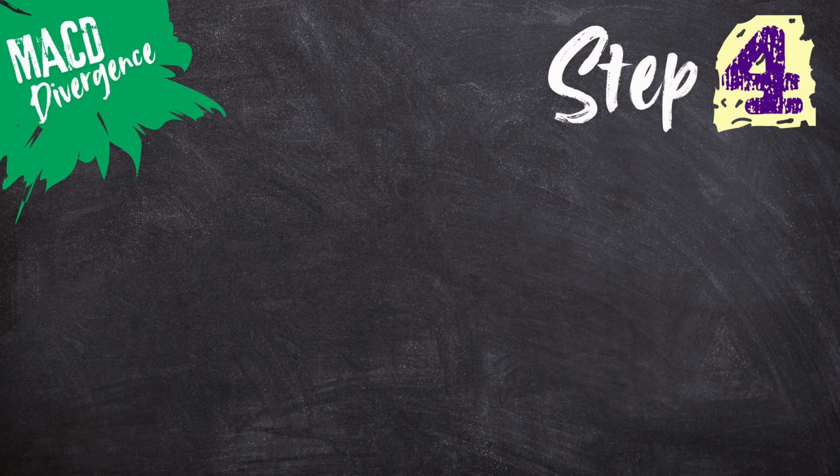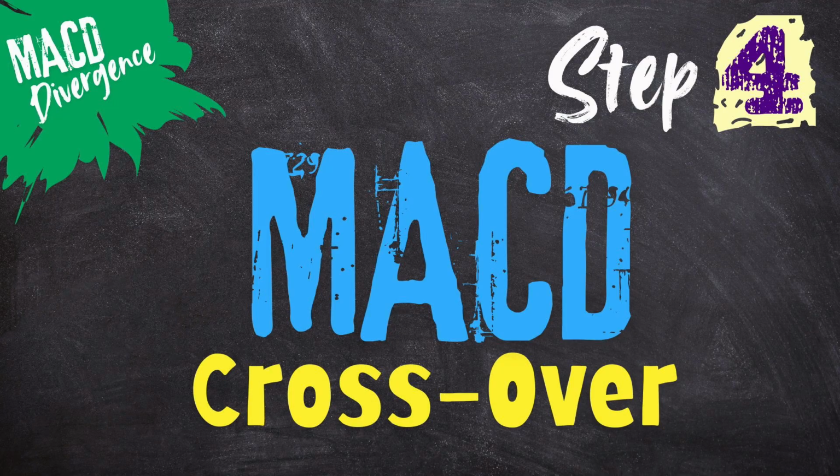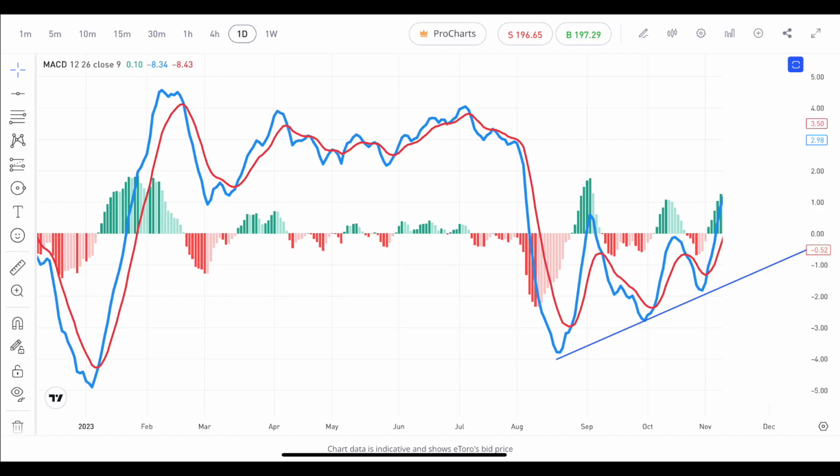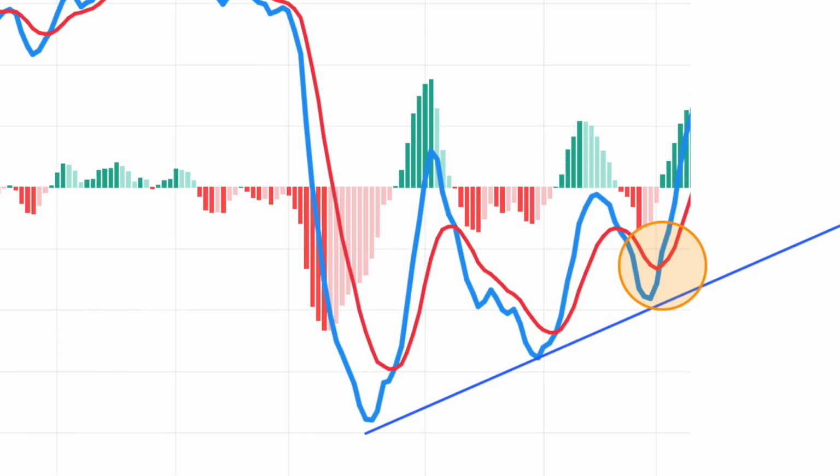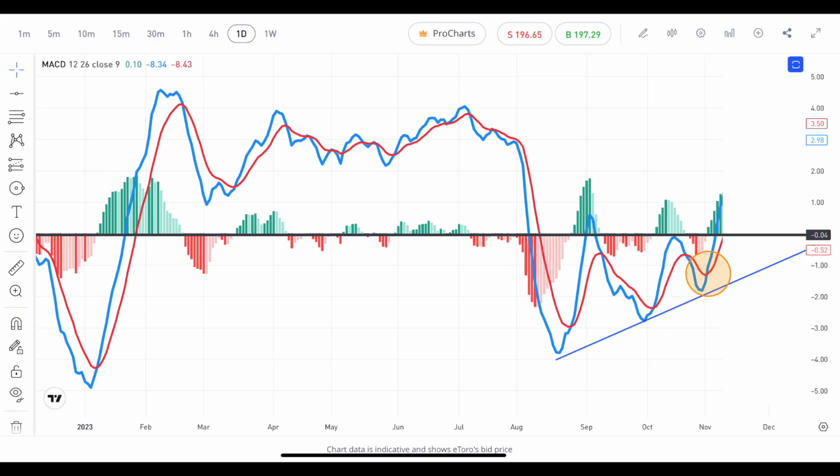This is our cue that we need to move to our next step, which is the MACD crossover. I'll wait for the MACD line to move above the signal line. This happens just after the third low and it's a clean upward crossover. Even better, the crossover happens below the zero line, which statistically carries more weight.